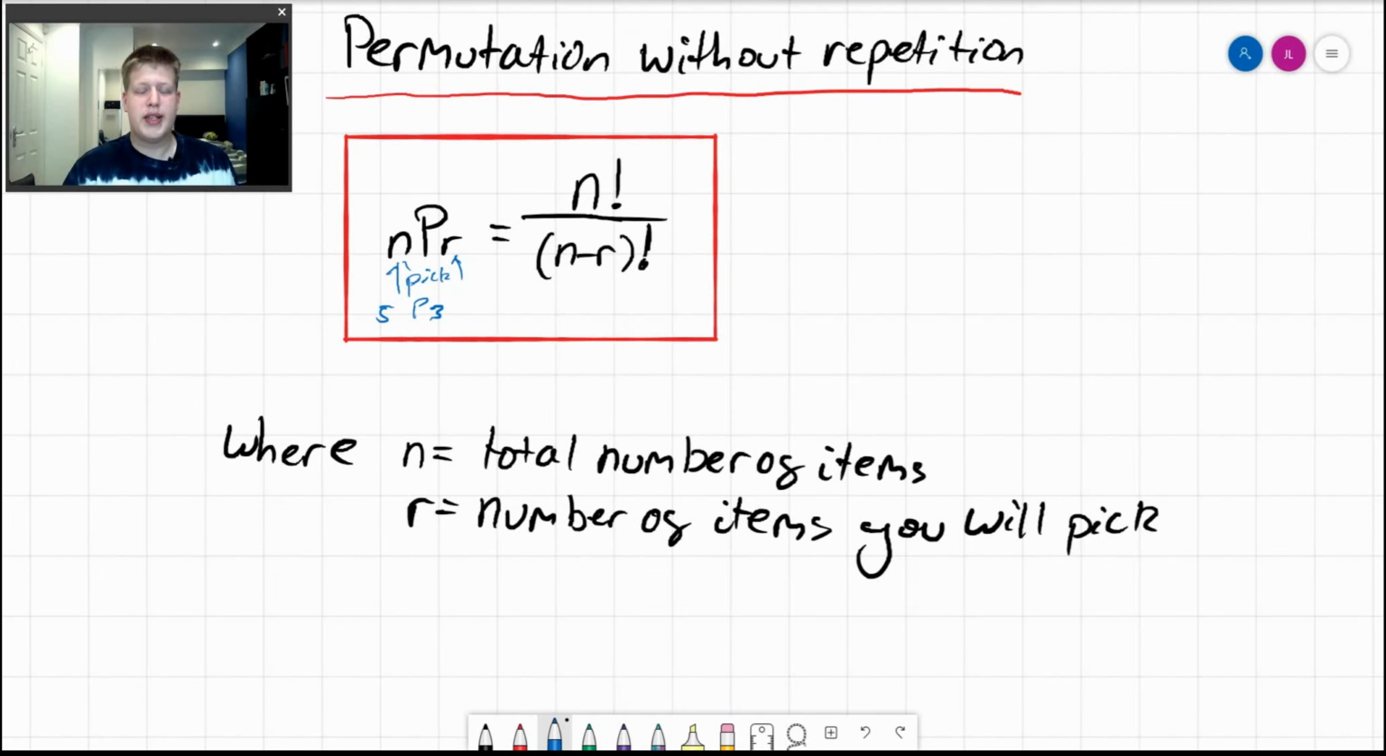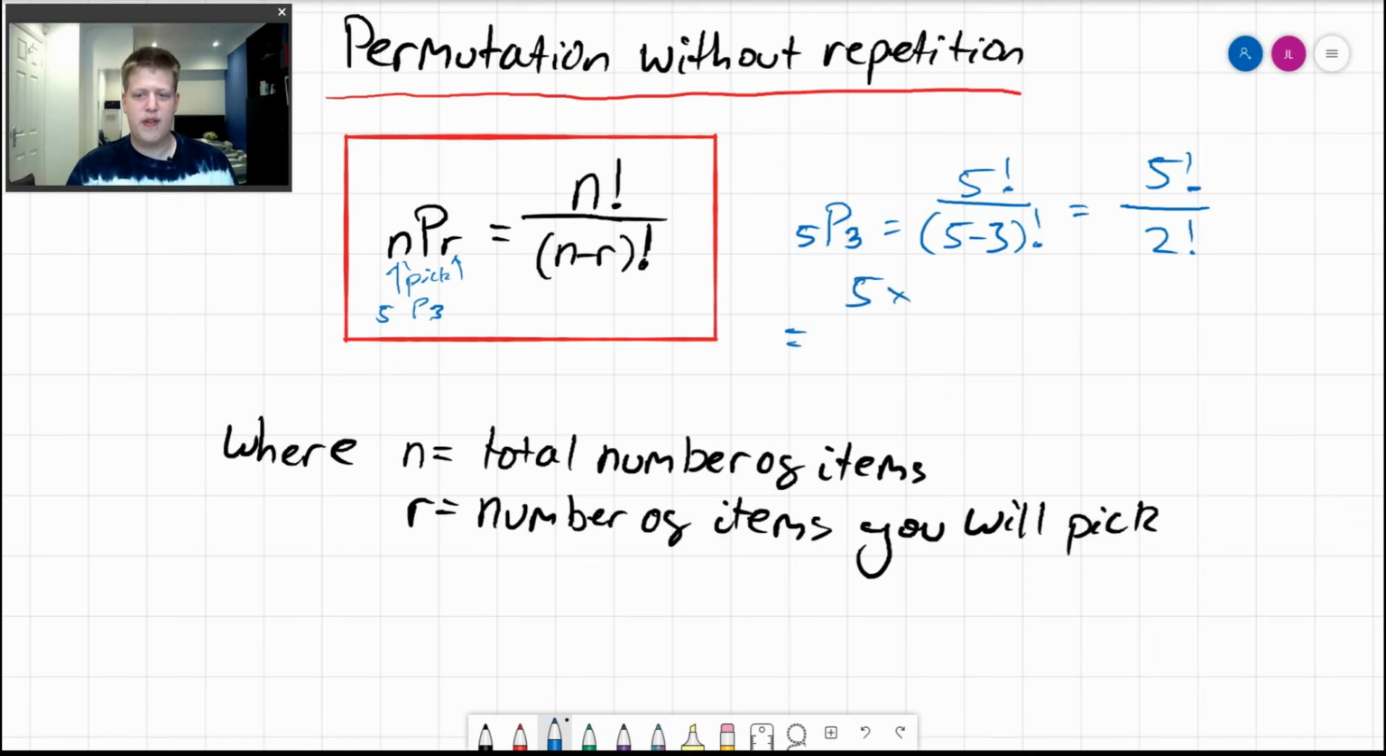So let's work this out with the question that we just did. We had 5 flavours of ice cream and we wanted to pick 3 with no repetition. So this will be equal to 5 factorial divided by 5 minus 3 factorial. And this will be 5 factorial divided by, well, 5 minus 3 is 2 factorial. What will that look like? Let's expand this so you can understand how we get to the answer above. This will be 5 times 4 times 3 times 2 times 1, and this will all be divided by 2 times 1.